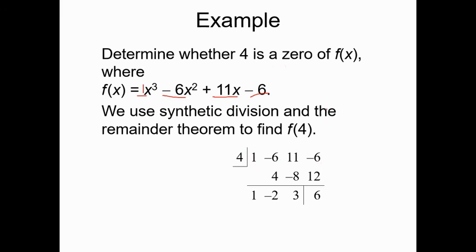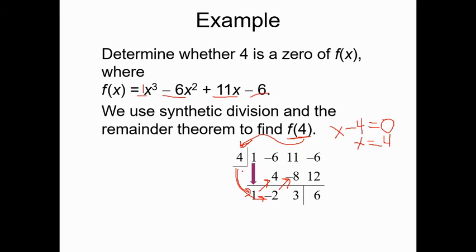Remember, if we want to know whether f of 4, if it's presented to you in this format, notice that we can just put the 4 right there. That comes from the x minus 4. See how that is? x equals 4. So we're going to drop the 1 down, multiply the 4 by 1. Then negative 6 plus 4 is negative 2. Again, multiply the 4 by the negative 2. Gives you a negative 8.